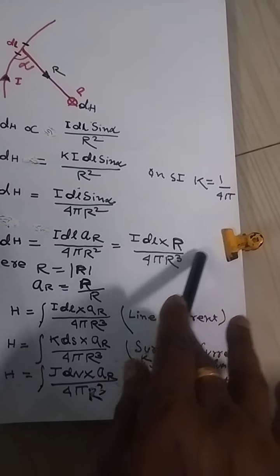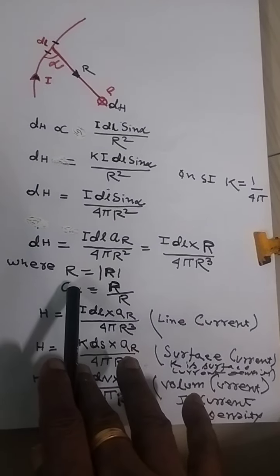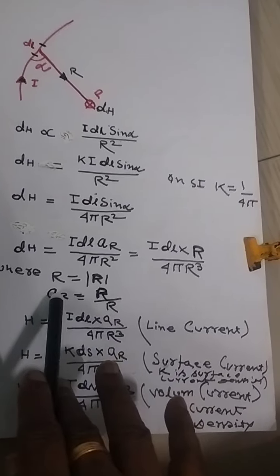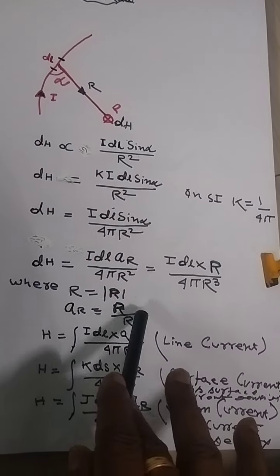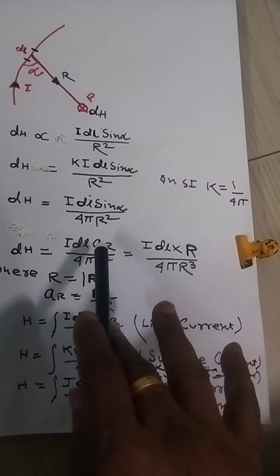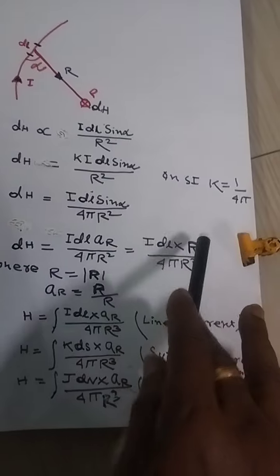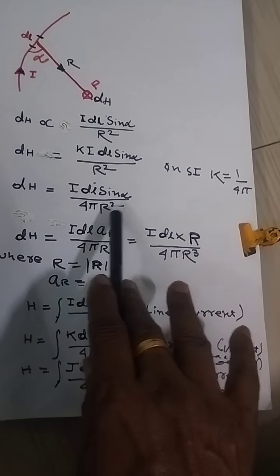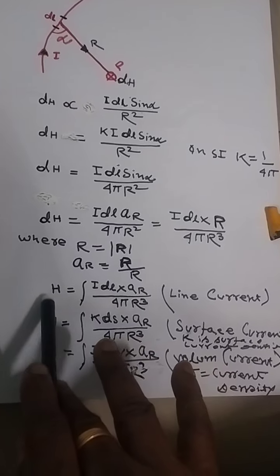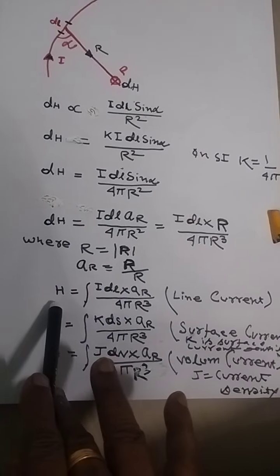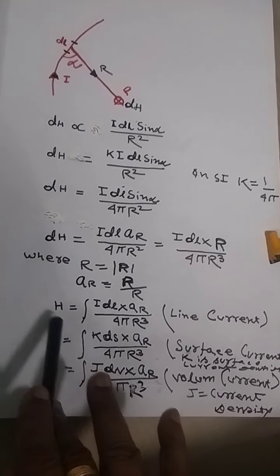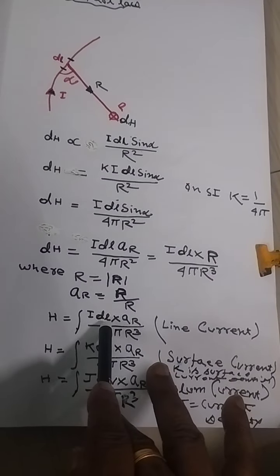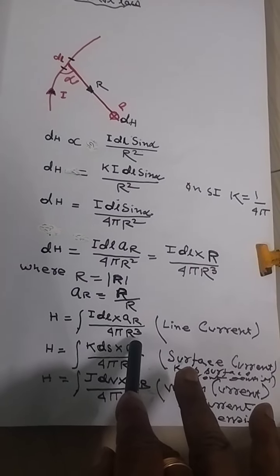It is thickly written R, where R is mod R. Unit vector AR equals R by R. So instead of AR we write here R by R. So it will be R over R cube. Now integrating both sides, for line current we get H equals integral of I dl AR by 4 pi R cube.